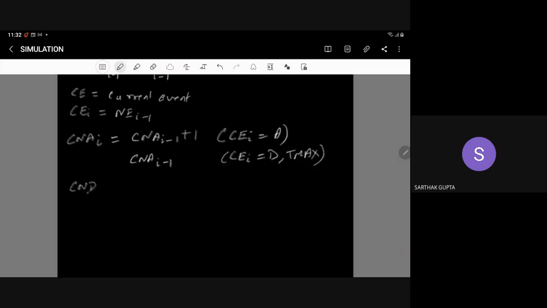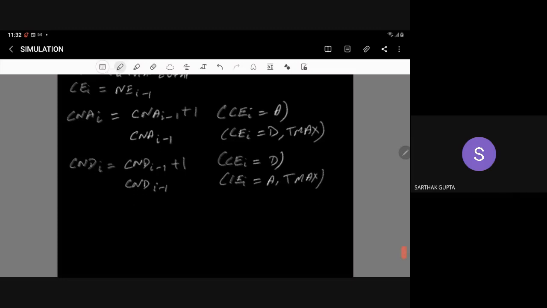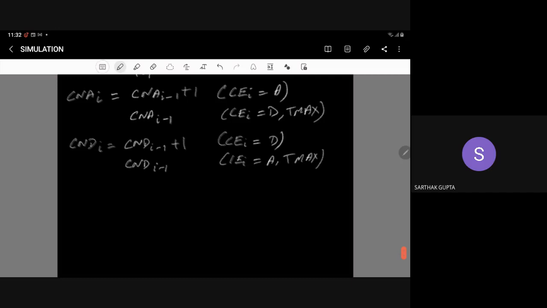Similarly, CND means cumulative number of departures. The cumulative number of departures will increase by 1 when the current event is a departure. Otherwise it will remain the same if the current event is either an arrival or T max, then the CND will remain CND.